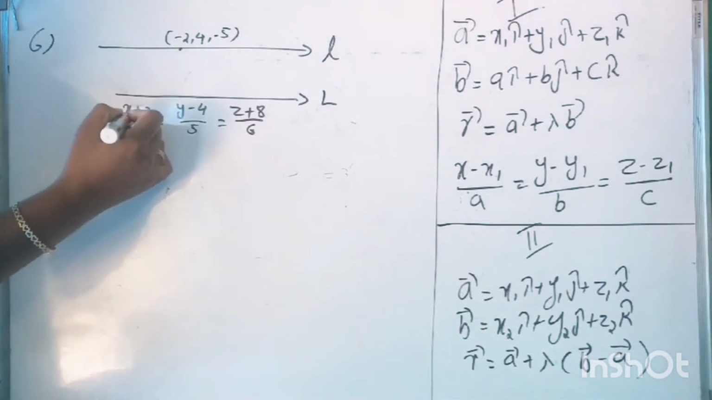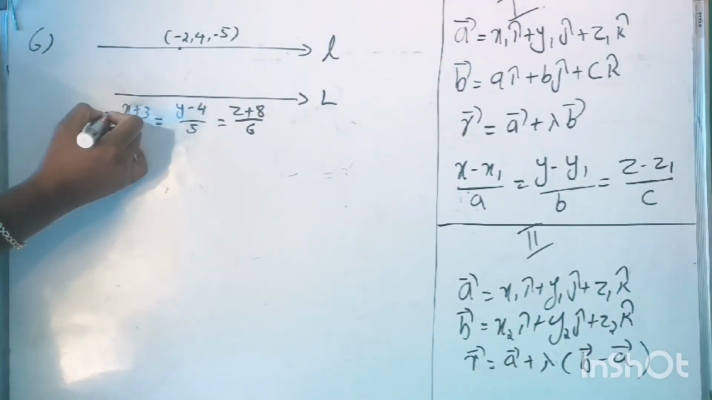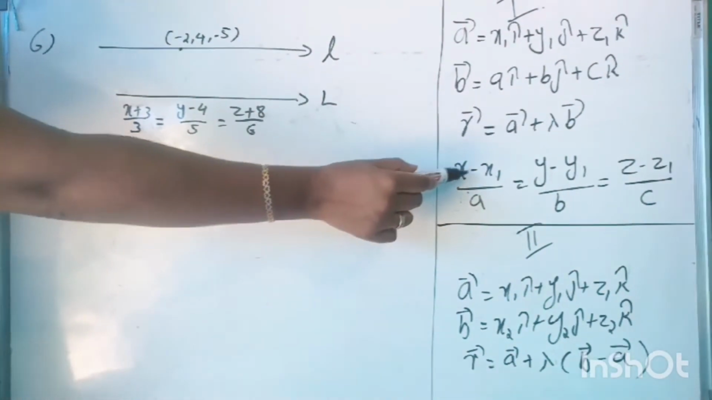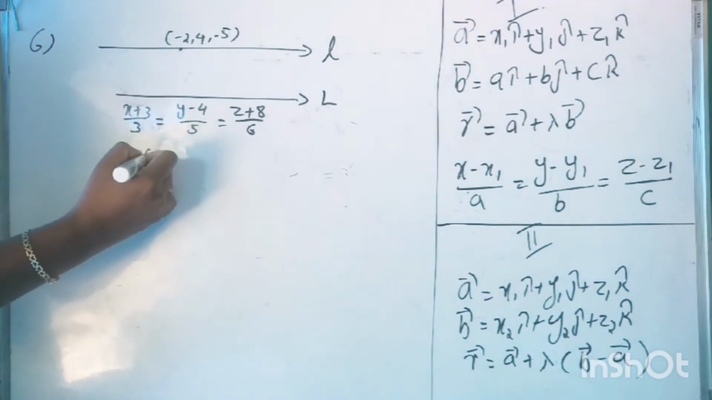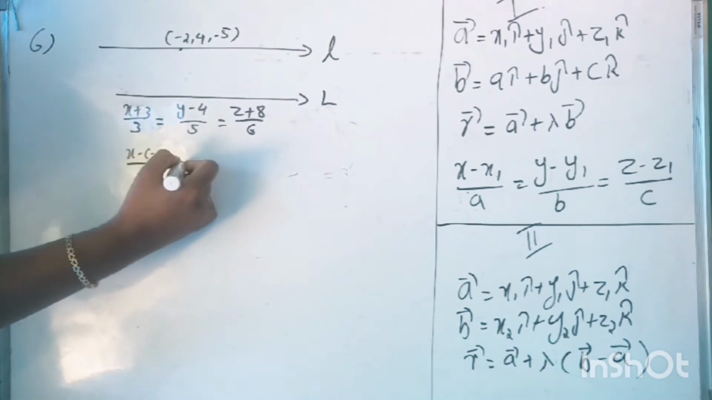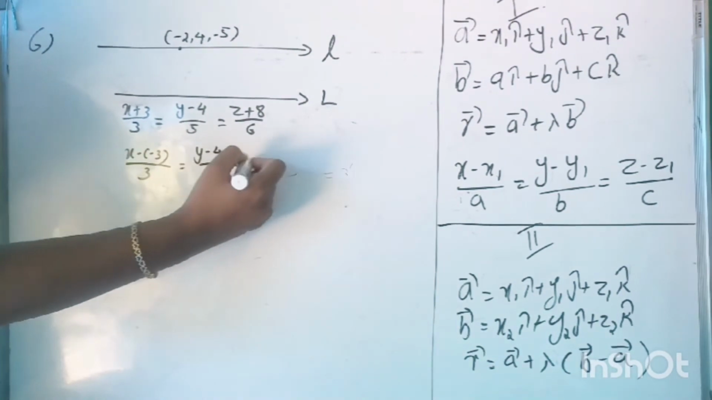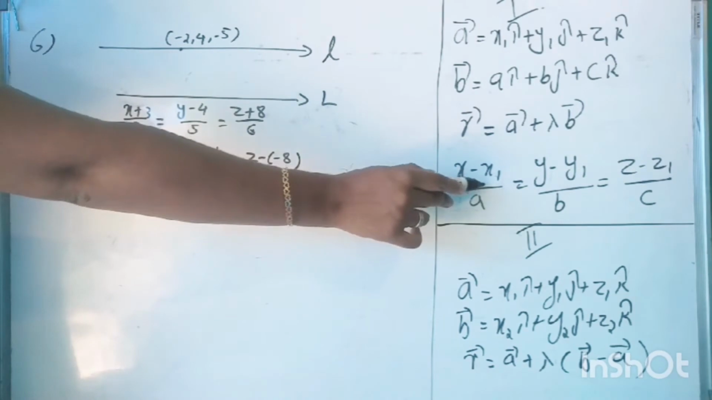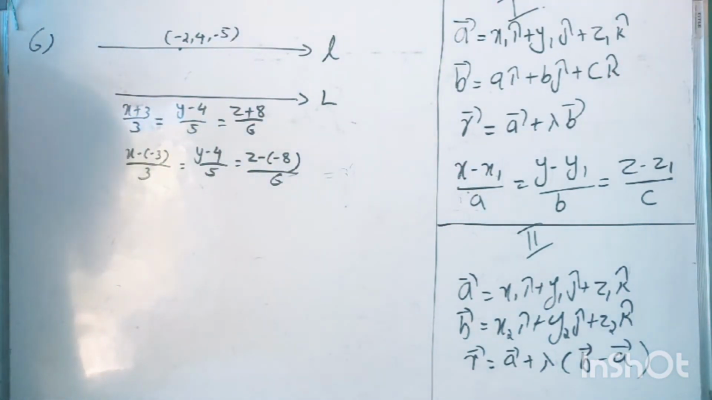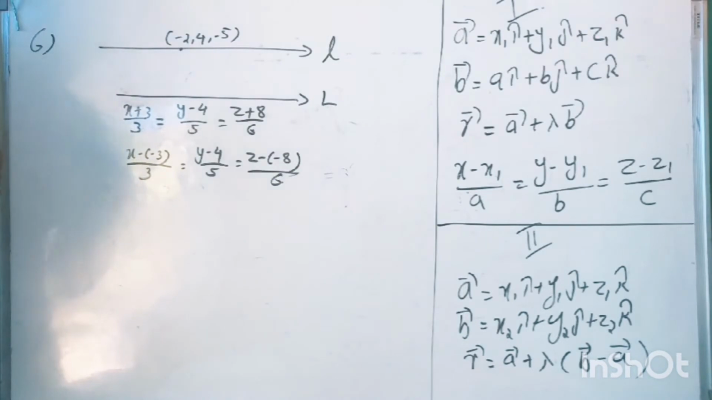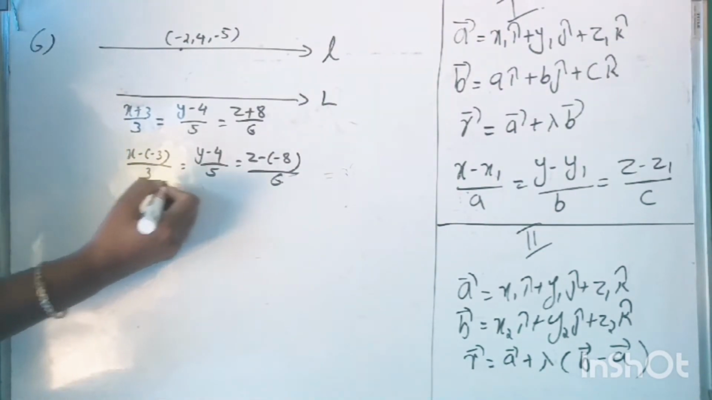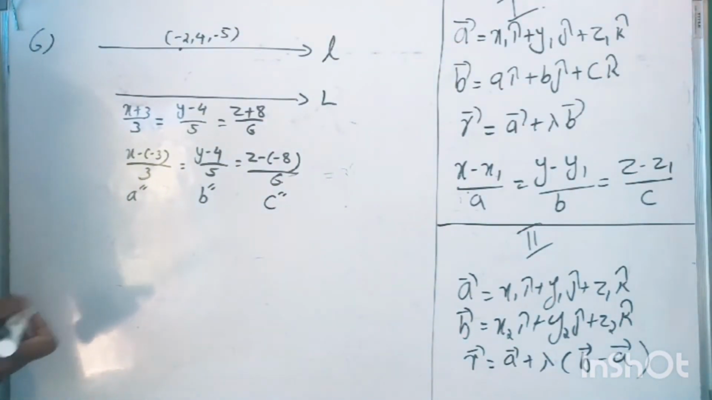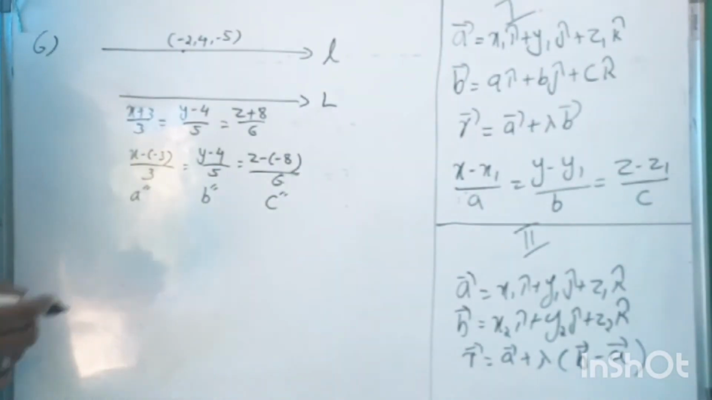So first we will write it into that form. The coefficient of x is 1, coefficient of y is 1, coefficient of z is 1, so no problem. And we need to write it as x minus x1. So we can write it as x minus minus 3 divided by 3 is equal to y minus 4 divided by 5 is equal to z minus minus 8 divided by 6. Now we can compare this expression and this one. From this we will get the values of a, b, c: a is equal to 3, b is equal to 5 and c is equal to 6. And this a, b, c will give our vector B vector. What is our B vector?